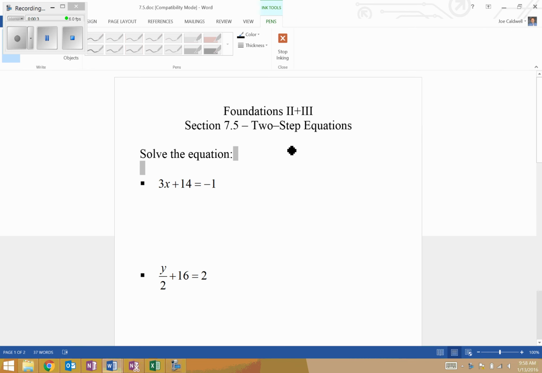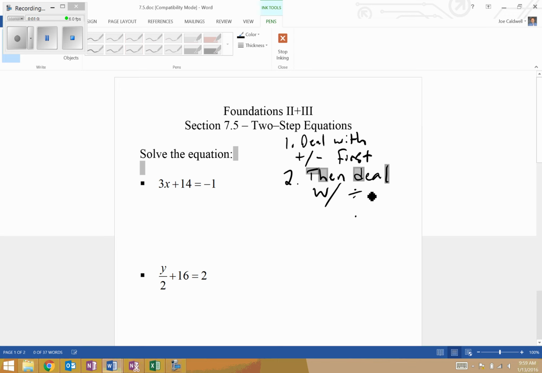The first thing you need to do when doing a two-step problem is deal with addition and subtraction first. So you need to get the addition or subtraction part of the problem. We're isolating the variable, getting that variable by itself. You need to cancel that out first by doing the inverse operation on both sides. Okay, then deal with either division or multiplication.